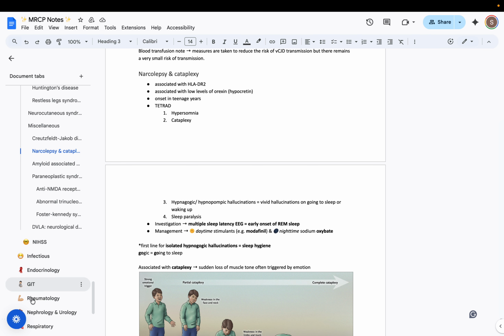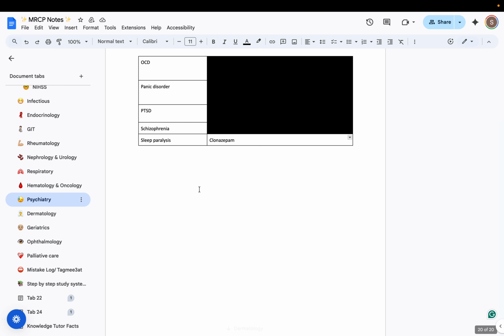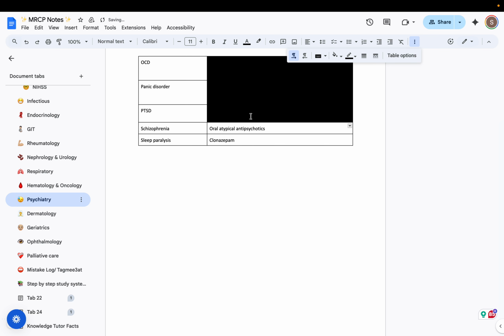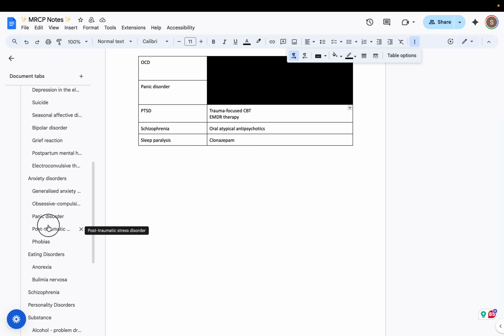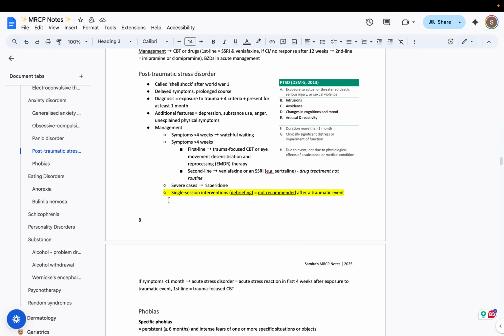Back to psych. Schizophrenia would be oral atypical antipsychotics. PTSD would be EMDR, eye movement desensitization something something. And then for drugs, I want to say SSRI just because. Okay, no. Wait, why not? It's EMDR therapy and trauma-focused CBT, but do we not give drugs? Yeah, we give venlafaxine or SSRI, but it's not routine.